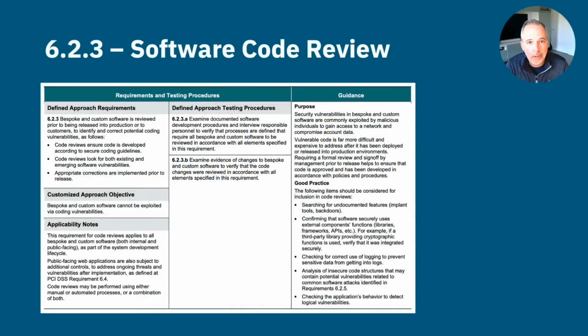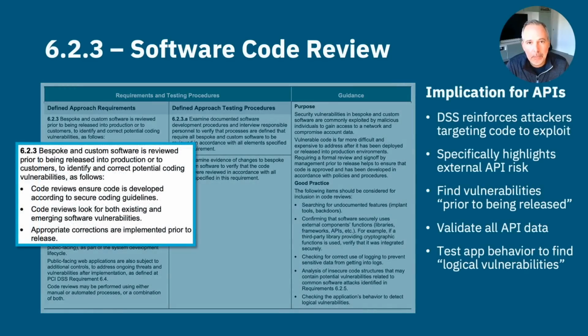Section 6.2.3 continues the theme of looking for and addressing vulnerabilities in code. Bespoke and custom software must be reviewed prior to being released into production or to customers to identify and correct potential coding vulnerabilities. These code reviews need to look for new and emerging vulnerabilities, and traditionally, new and emerging vulnerabilities refers to things like 0 days or other newly discovered vulnerabilities.